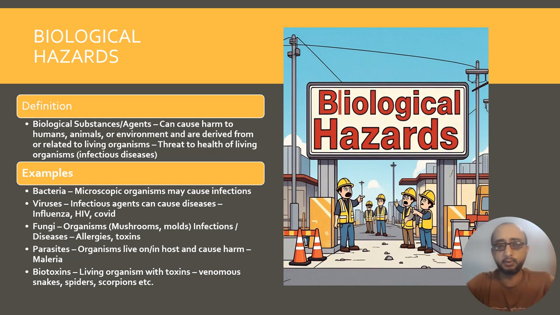Then there is another category, fungi. Basically, these are neither from the plant kingdom nor the animal kingdom; rather, they have their own kingdom. We call it the fungi kingdom. They come in the forms of mushrooms or mold, and they can cause infections and diseases. They are usually toxic. Then parasites: living organisms that live within a host and cause harm to it. Then biotoxic, venomous animals like snakes and scorpions. These also can cause severe harm to people. So these are some forms of biological hazards.